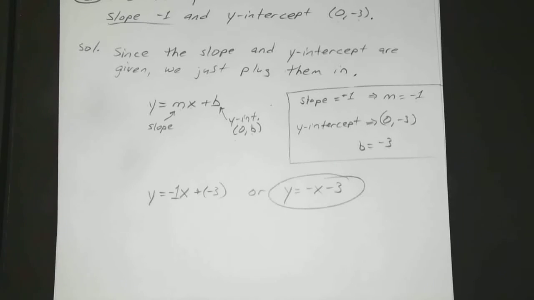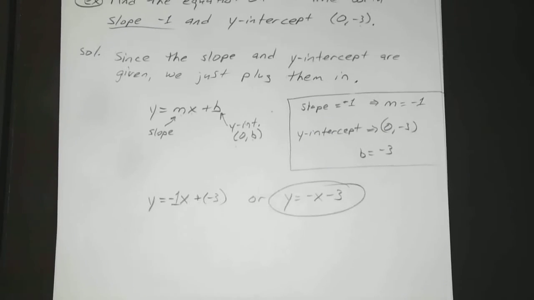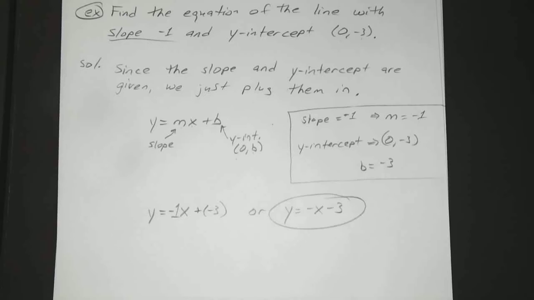Okay, so when you get one like that one, you don't need the point slope form. They gave you everything you need to find your equation. All right, I'll leave that up for a few more seconds.